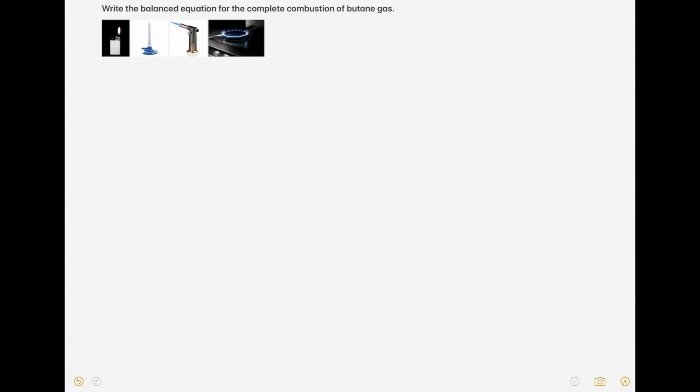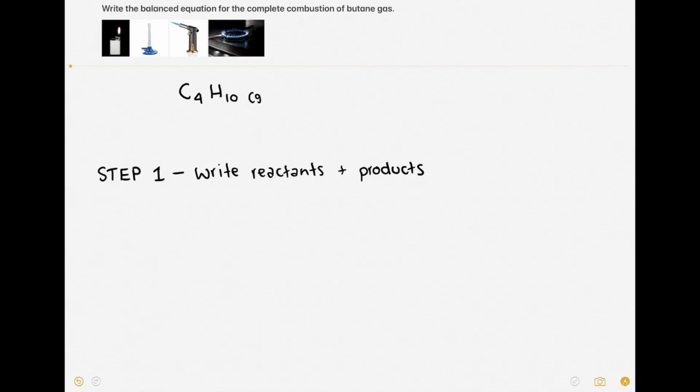Okay, so step one is to write the reactants and the products of the chemical reaction. Now in this particular example, we have a hydrocarbon in butane gas, and it is reacted under complete combustion. So that means all of the butane is converted into the two products of combustion. So let's write butane, C4H10. Do not forget to write your states.